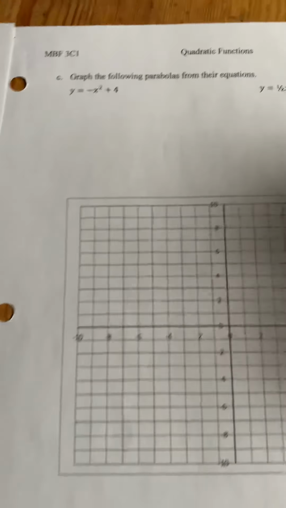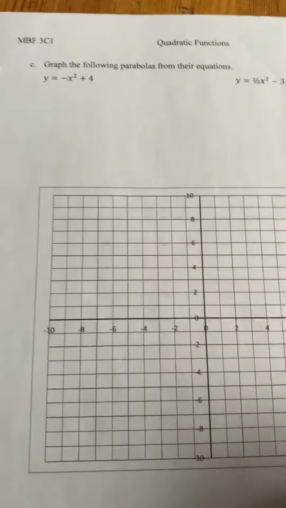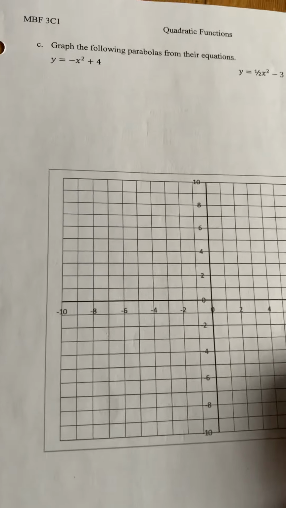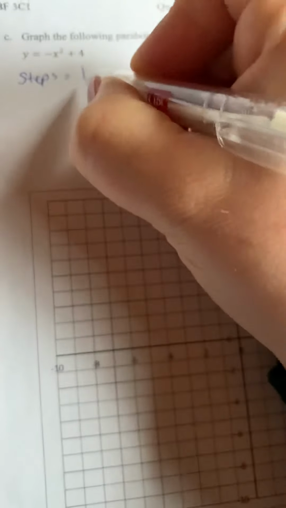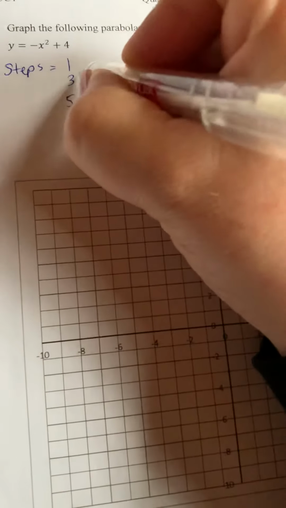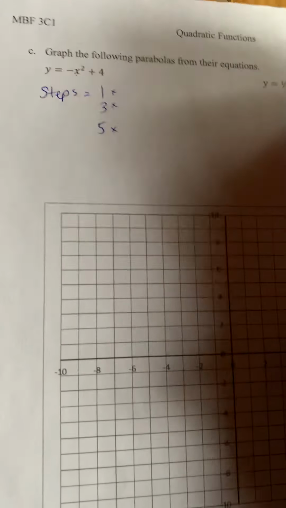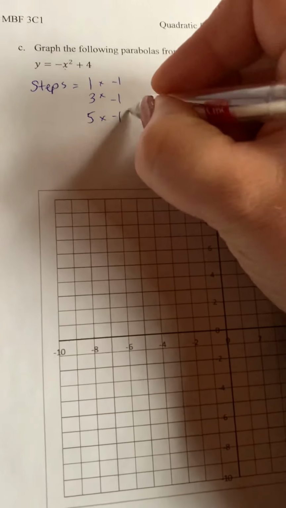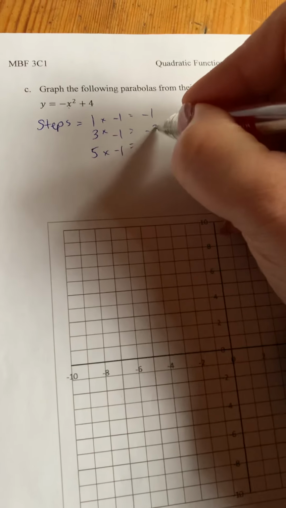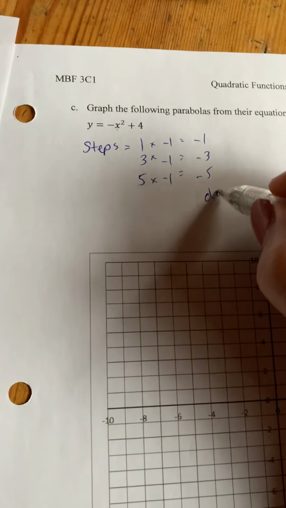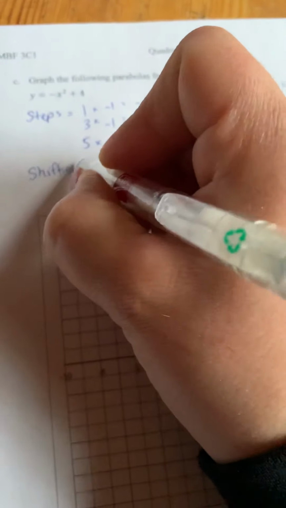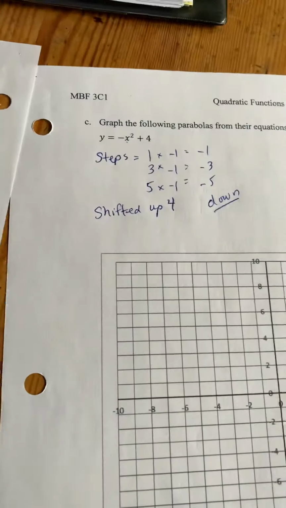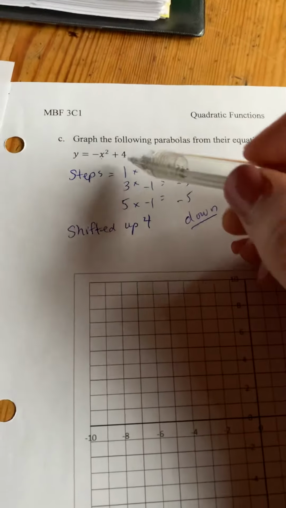So graph the following parabolas. All right, so now I need to know my step pattern and my direction of opening. My steps are going to be 1, 3, 5, and with the -1 in my equation, this gives me my direction of opening and my steps. My K value is going to be shifted up 4, because that's where this 4 comes from.